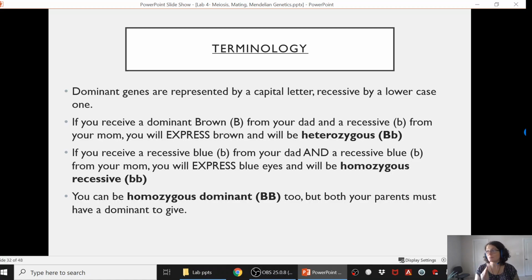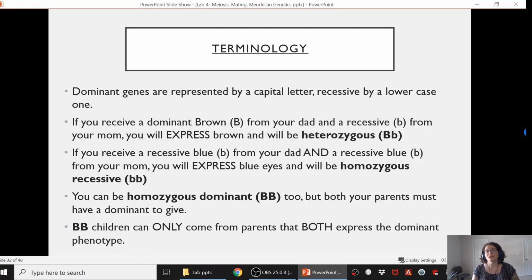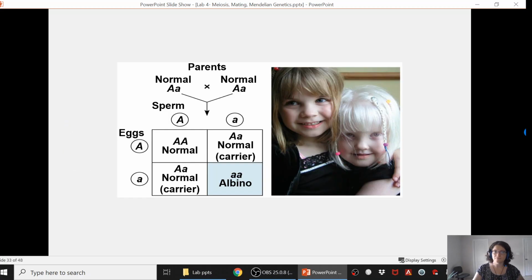You could have brown eyes or blue eyes in that combo, but you can only have a big B if both parents are expressing the brown-eyed gene. Again, big B children only come from parents that both express the dominant phenotype. Because even if they're heterozygotes, they both must have a big B to give. If they have no big B's to give, then they can only express the recessive phenotype. Okay.